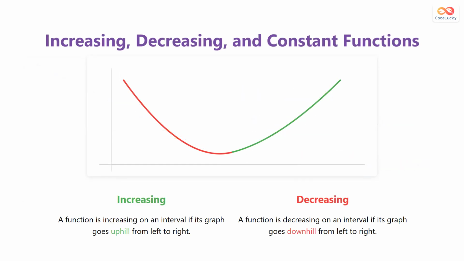We can describe how a function behaves over different intervals. A function is increasing when its graph trends uphill as you move from left to right. It is decreasing when its graph trends downhill.